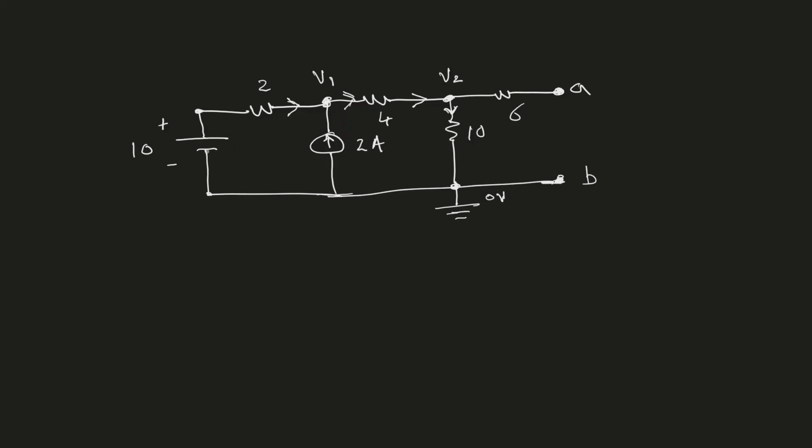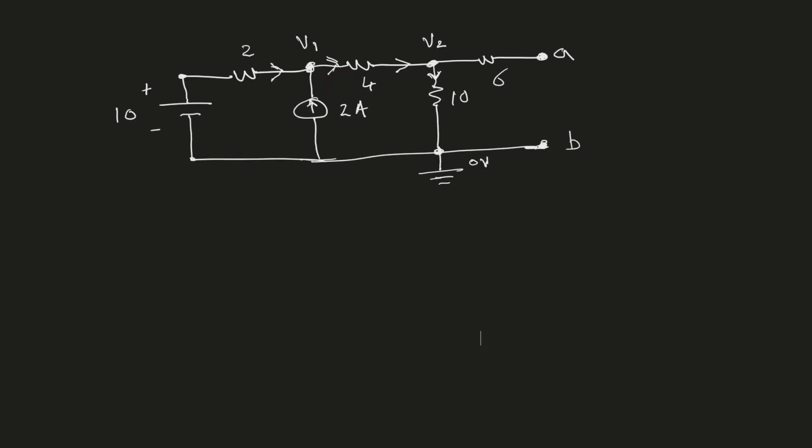To turn off a voltage source, we will replace it by a short circuit, because we want to get rid of this 10 volts, and the 10 volts should become 0 volts. To turn off the 2 ampere current source, we will replace it with an open circuit, because we want 2 ampere to become 0 ampere. So that's the turning off of the two sources.